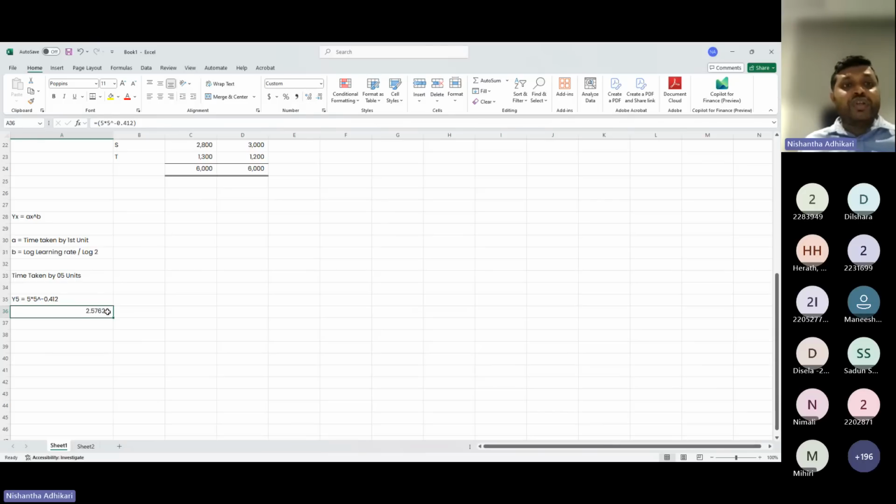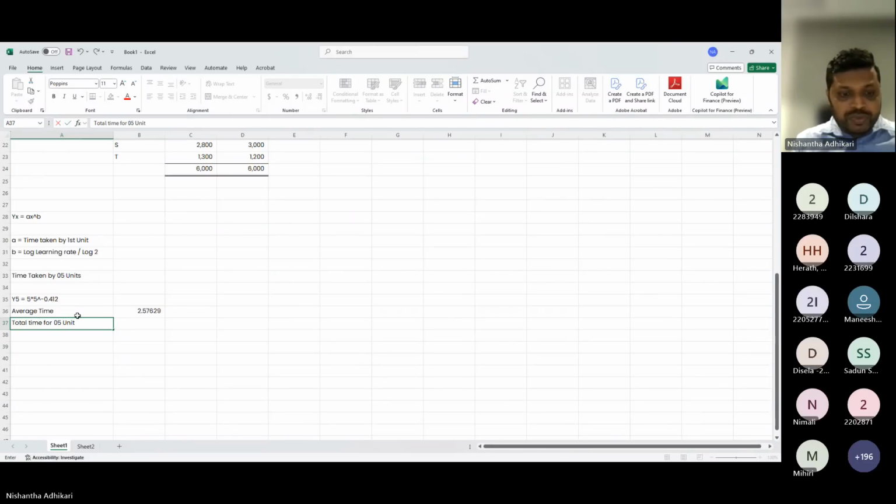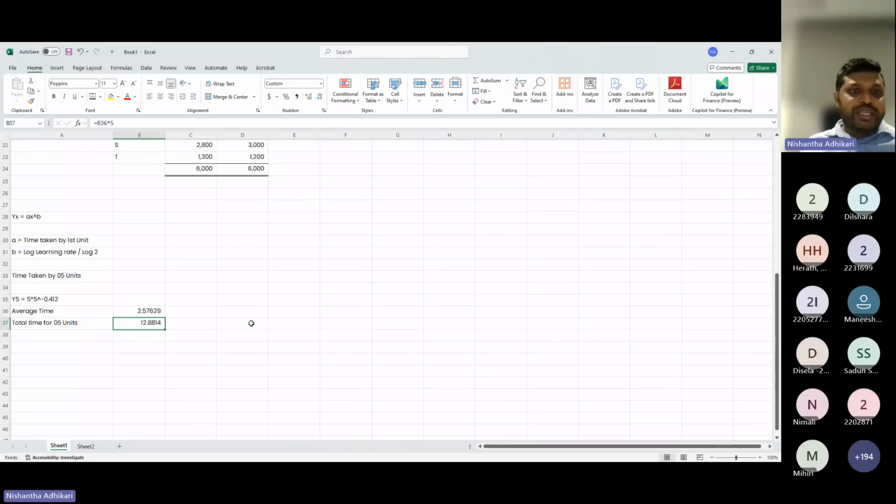You will get this value 2.58. This is not the total time. Remember, this is the average time. In order to find out the total time for 5 units, I have to multiply this by 5. Then the total time taken by 5 units will be 12.8814 hours.